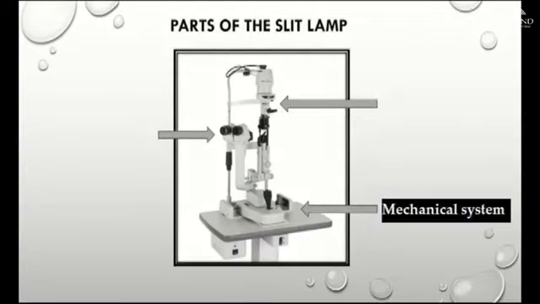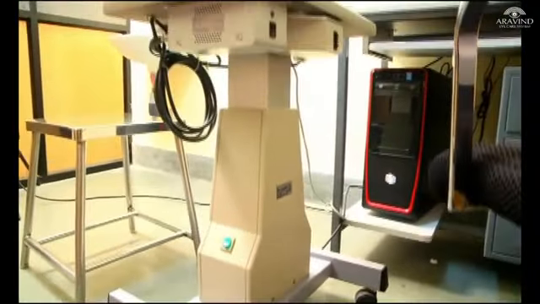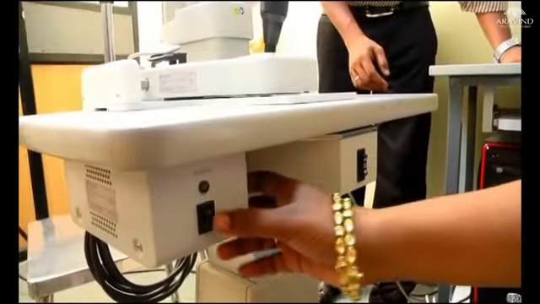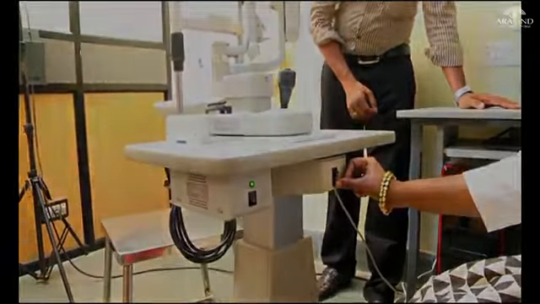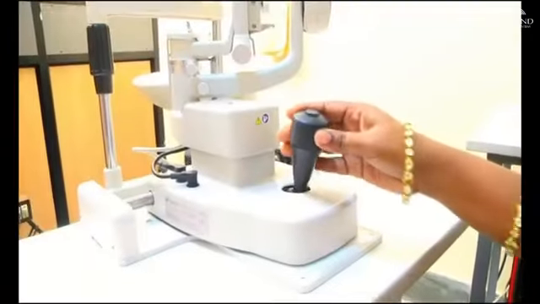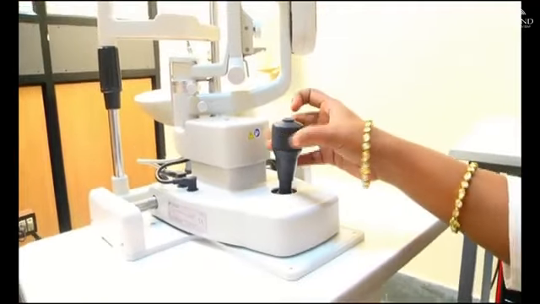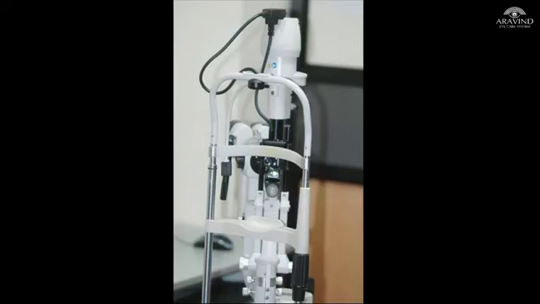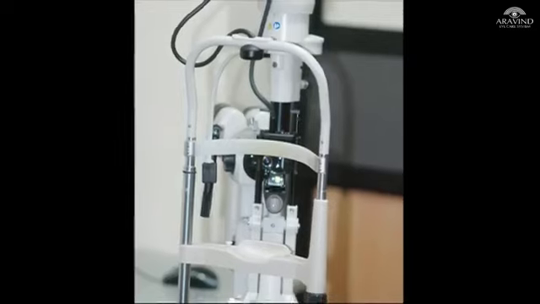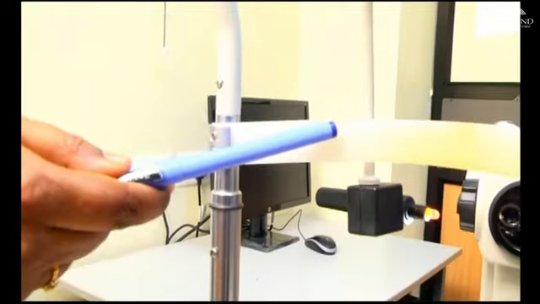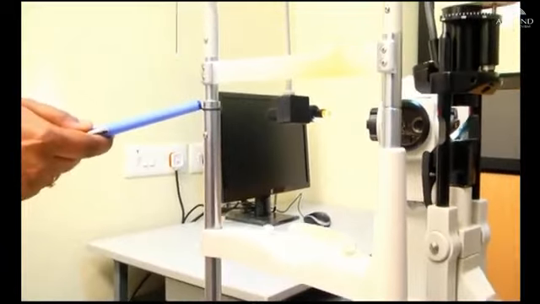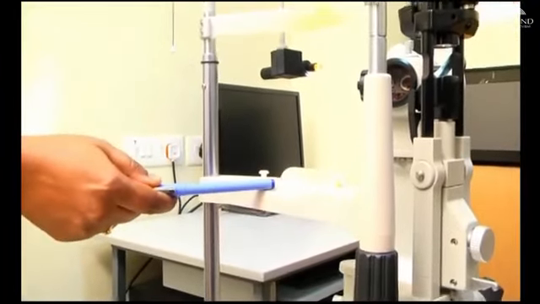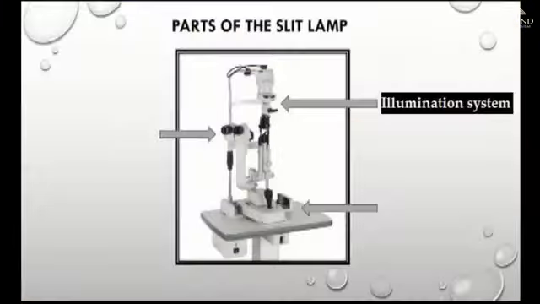the observation system. The mechanical system basically consists of a motorized table power switch, table height adjustment control, a joystick to maneuver the illumination and the microscope system together, and the patient positioning frame. It consists of the forehead band, fixation target, canthus alignment marker, chin rest, and chin rest adjustment knob.